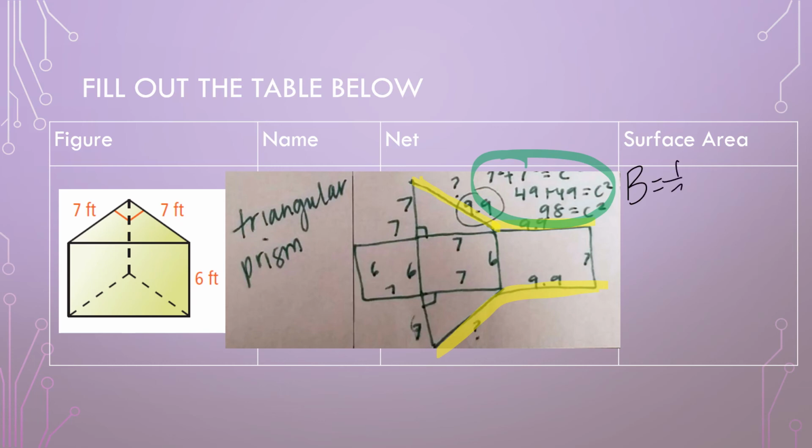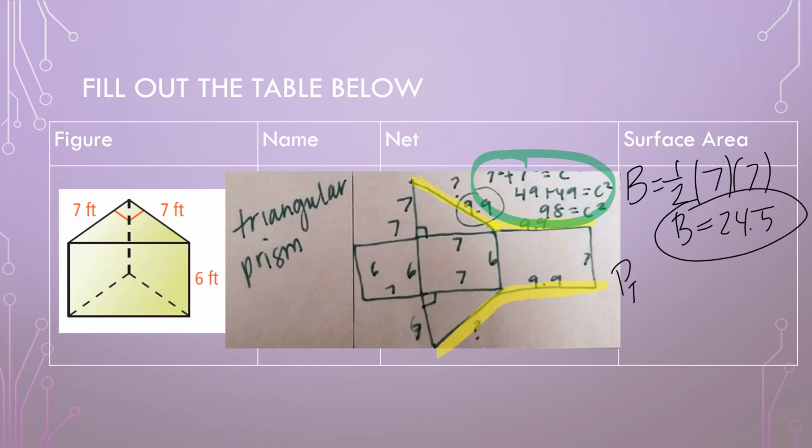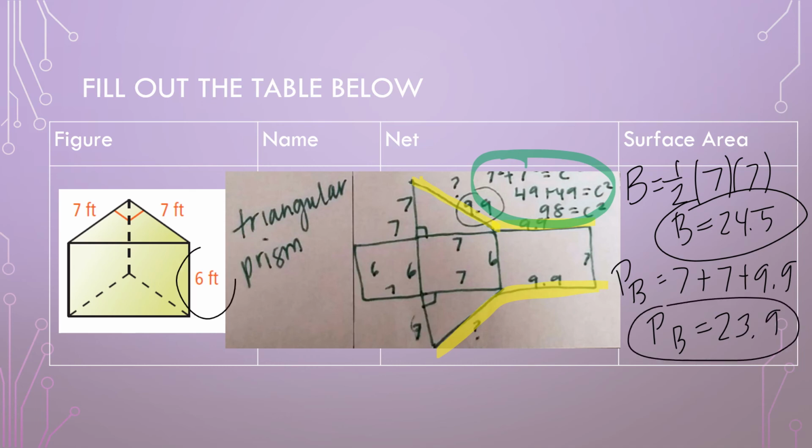First of all, to figure out the area of my triangle, I do 1/2 times 7 times 7, which would be 24.5. And then the perimeter of the base is where my hypotenuse comes in. I need to add up my height and my base, plus the hypotenuse, because there are 3 sides to the triangle. And I get 23.9. Then the only thing that I haven't used yet is my height of the prism, which would be 6. And then I can go ahead and plug that in to find my surface area.